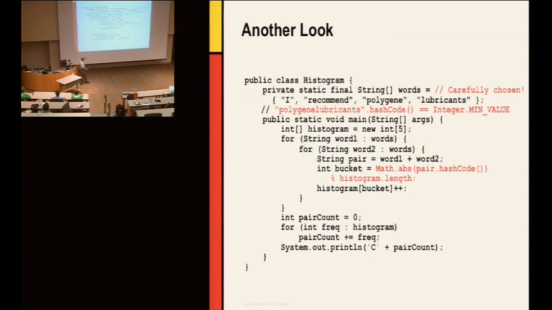All right. The first thing I have to tell you is these words are not randomly chosen. They were very, very carefully chosen. It turns out that the hash code of polygene lubricants is equal to Integer.MIN_VALUE. Hold that thought. Now, Integer.MIN_VALUE is a very special value.